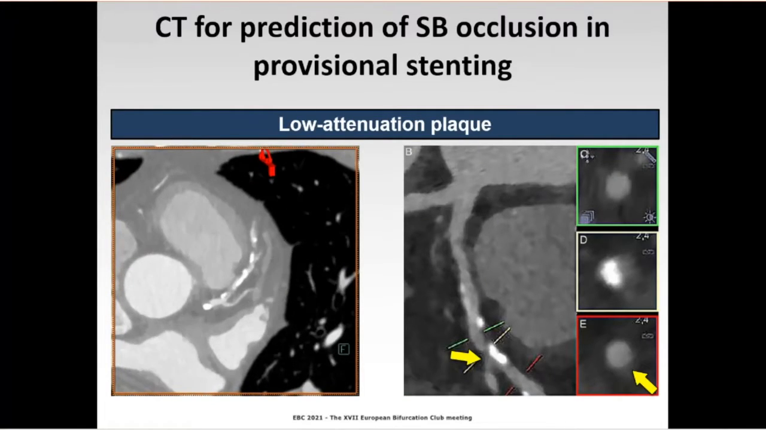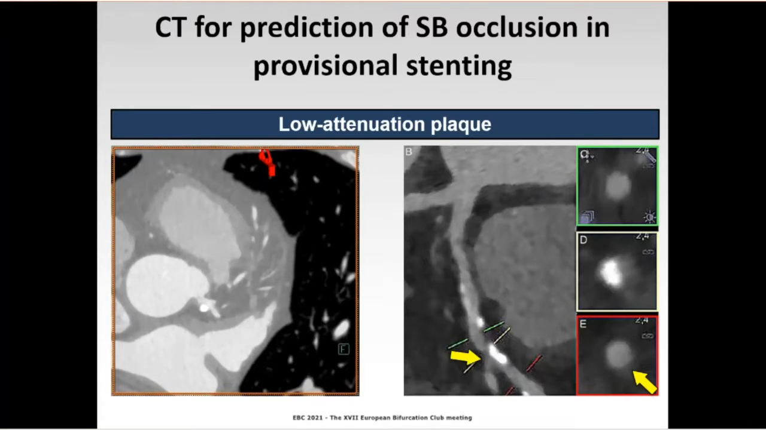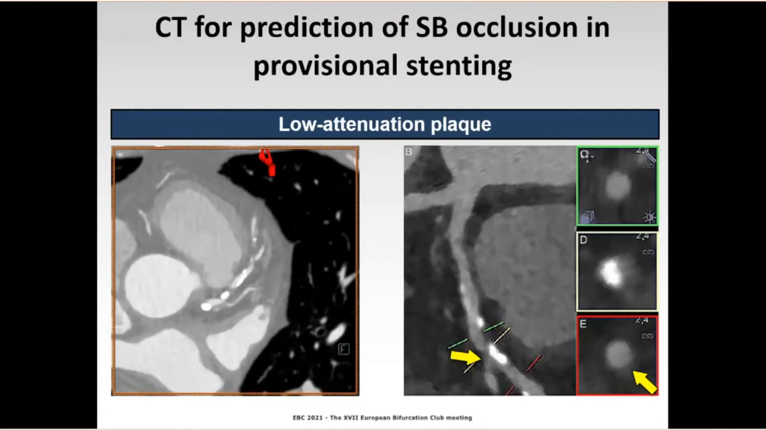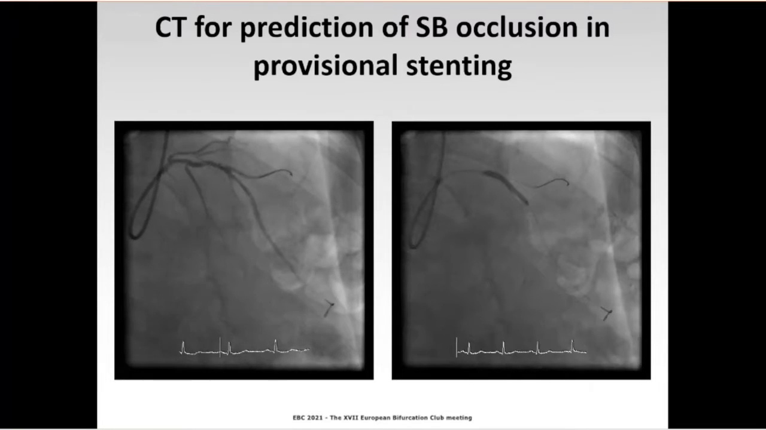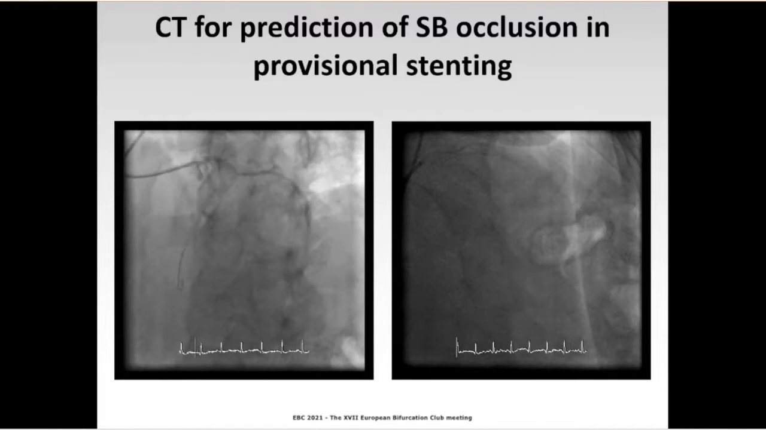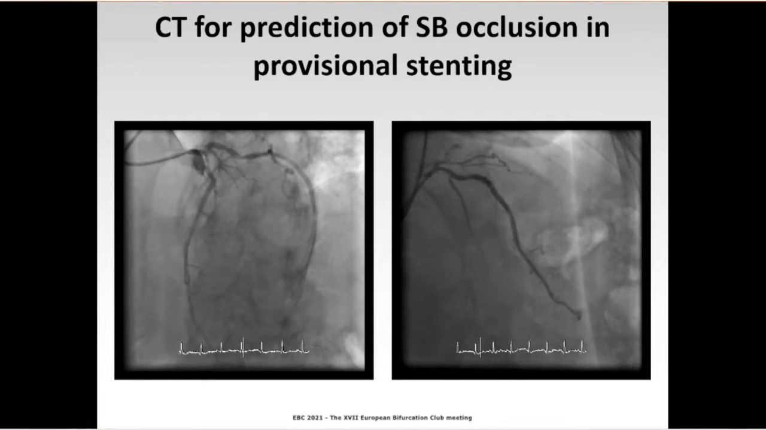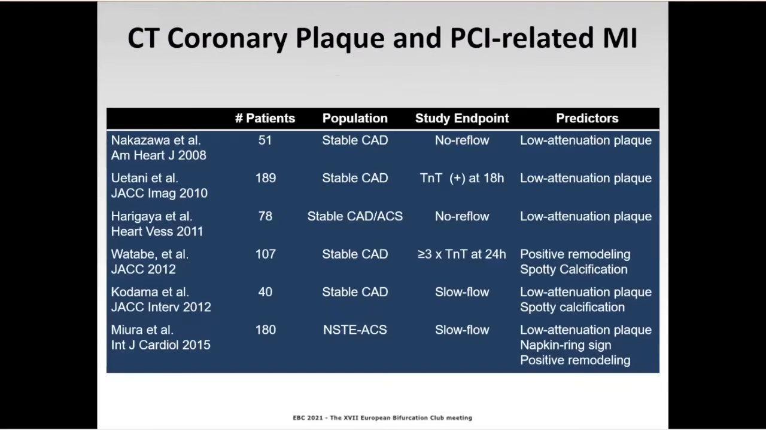In addition, we could also see a non-calcified low attenuation plaque at the side branch ostium, resulting in side branch occlusion after main vessel stenting, despite the presence of a safety wire in the diagonal branch. Number three, there is a gargantuan number of studies suggesting a direct relationship between low attenuation plaque, positive remodeling, and spotty calcification, and peri-procedural MI defined by troponin rise or no reflow phenomenon during PCI.